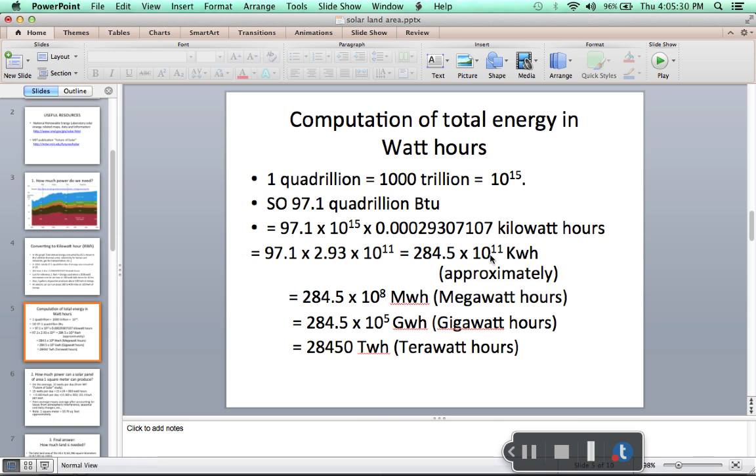And you can also write it in megawatt hours or gigawatt hours or terawatt hours. All of these are used in the industry. A megawatt is 1,000 kilowatts, a gigawatt is 1,000 megawatts, and a terawatt is 1,000 gigawatts. Anyway, for us right now, let's just look at this number here. It's 284.5 times 10 to the 11 kilowatt hours.